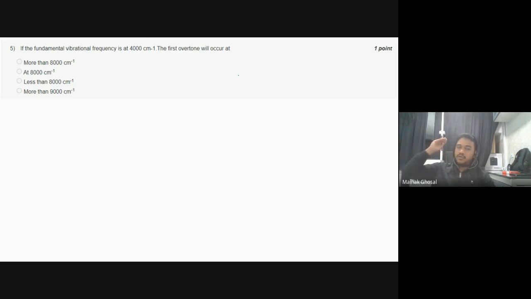Just qualitatively you can tell me. It's a very qualitative question, and I will show you mathematically also why I'm saying this. So first, you can tell me. The fundamental vibrational frequency, what is the difference? This is the fundamental vibration. Another is the overtone, or here it is written as first overtone. So what is the difference? Can you tell me?